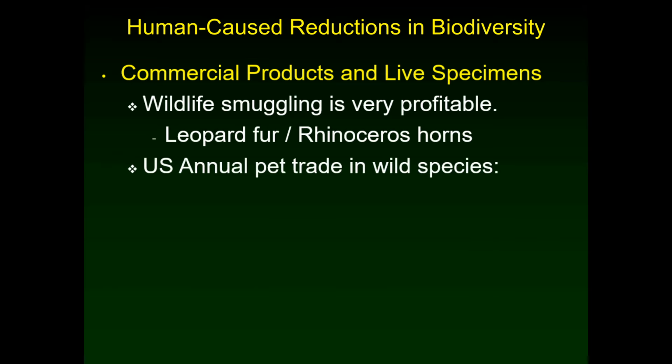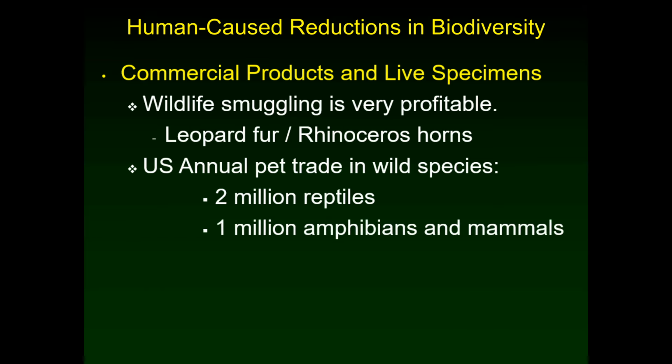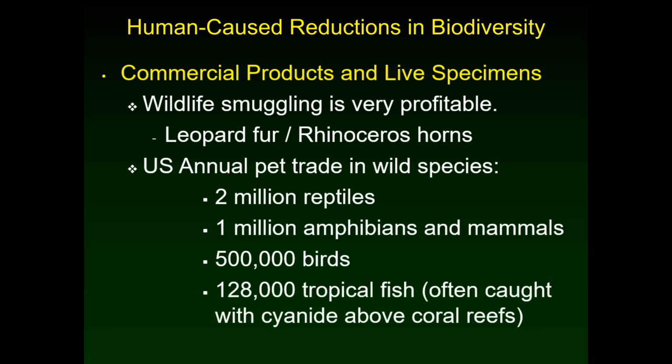U.S. annual pet trade in wild species. There's 2 million reptiles, 1 million amphibians and mammals, and 500,000 birds. A friend of mine is really big into doing reptiles and stuff like that. And then there's 128,000 tropical fish, often caught with cyanide above coral reefs.